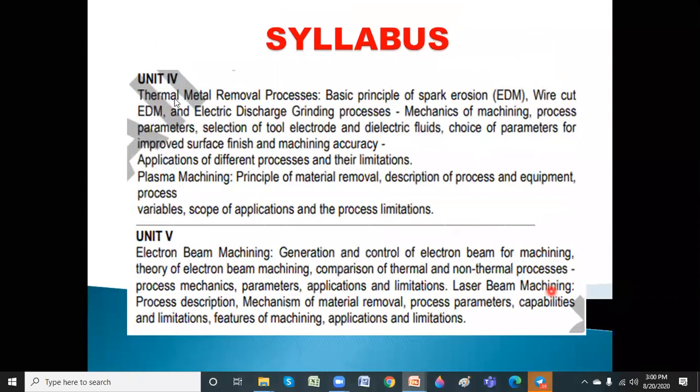And you have processes that use thermal energy to remove material, like EDM, electric discharge machining, and electric discharge grinding. All these things are very popular nowadays in industries, along with plasma machining. All these are very good manufacturing processes. And unit 5 will deal with electron beam machining. All these are different varieties of modern manufacturing processes.